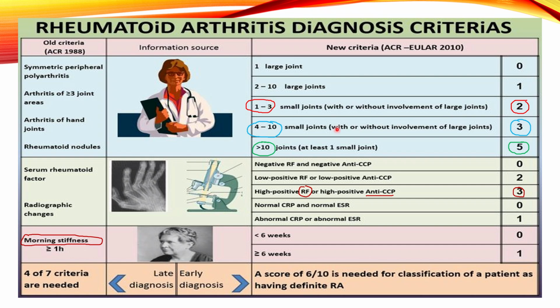So if we find 1 to 3 small joints involved, the score is 2. These are the important points. Basically, small joint involvement is very important. Though according to the new guideline a large joint can be involved, small joints, as you see, score very high. So the chance of rheumatoid arthritis is very high.